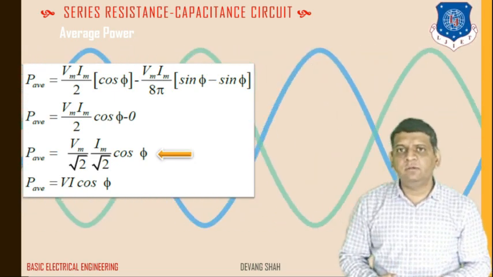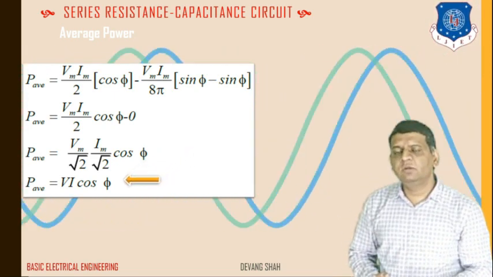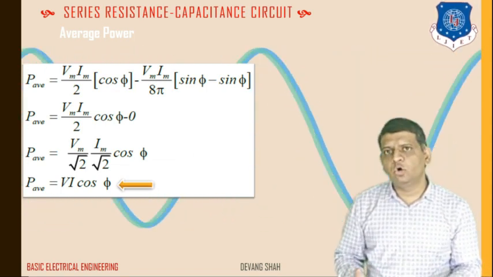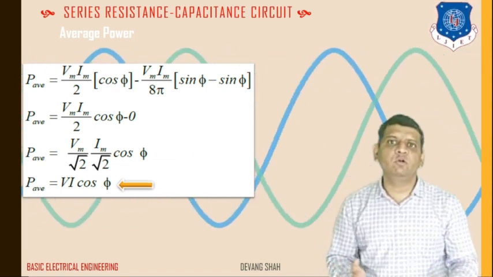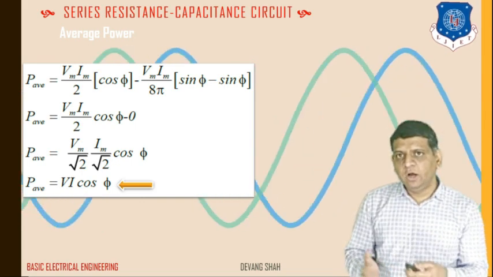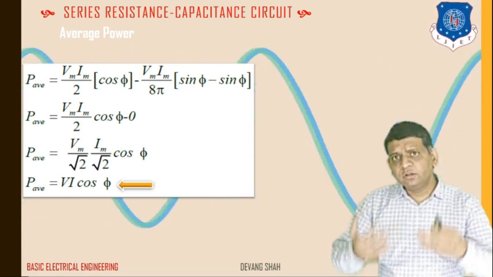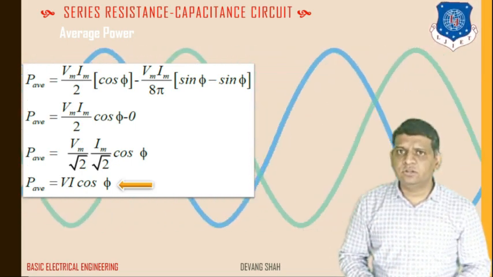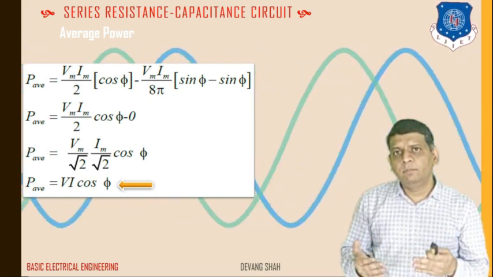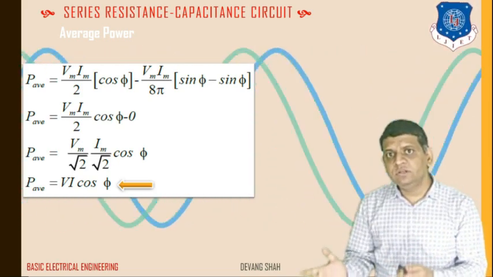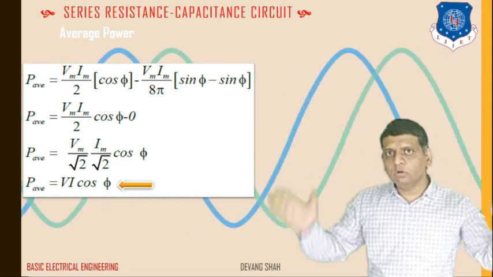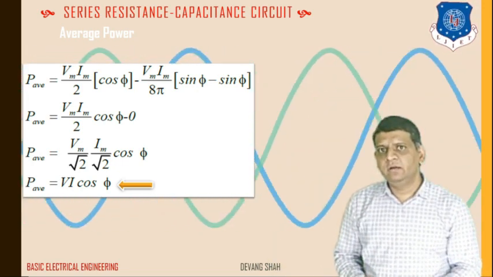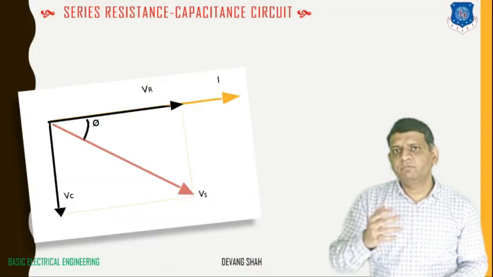you will find the P average value here. That is nothing but V into I into cos phi. So P average is nothing but VI cos phi. Right, now we are further going into detail of power calculation, where we need to find the power consumption by individual resistance, capacitor, and overall circuit power consumption. For that, we define here our phasor diagram.